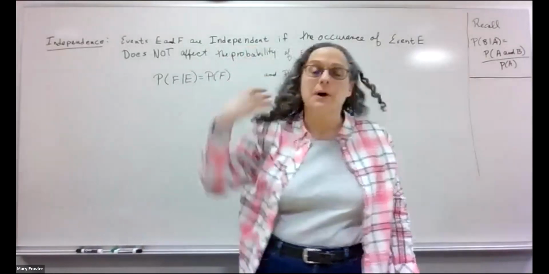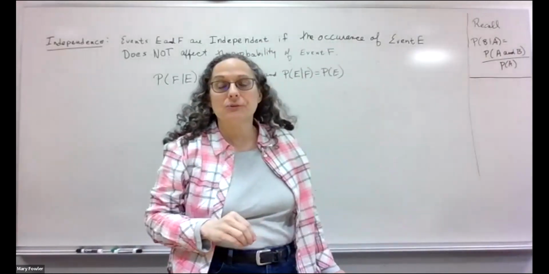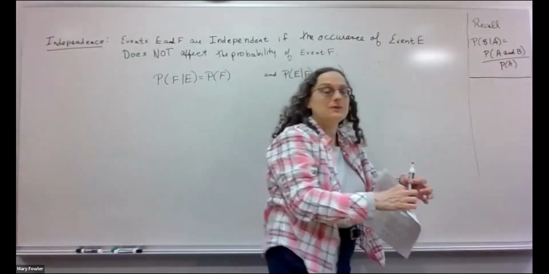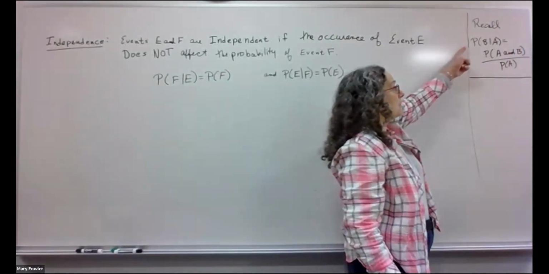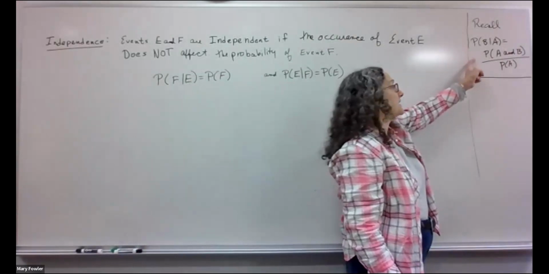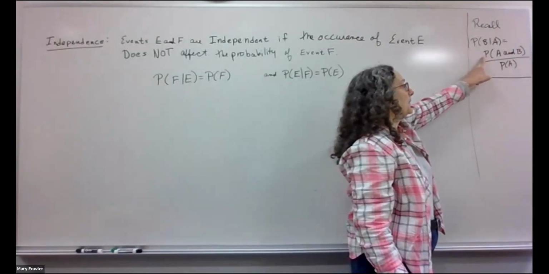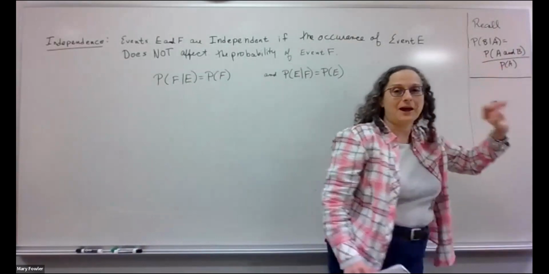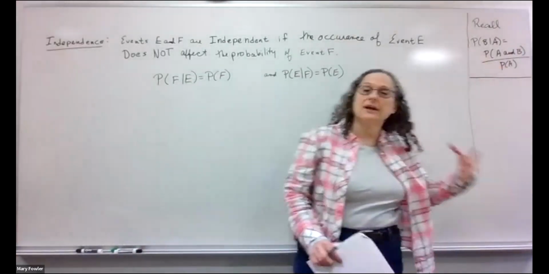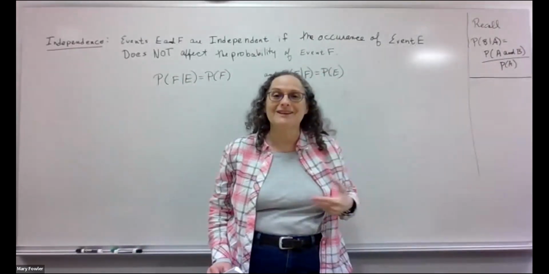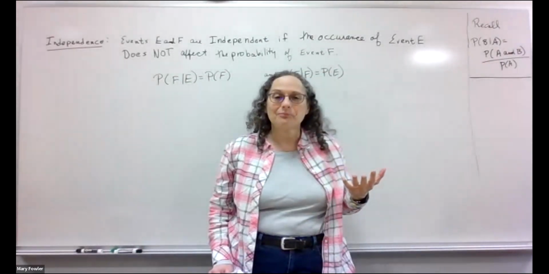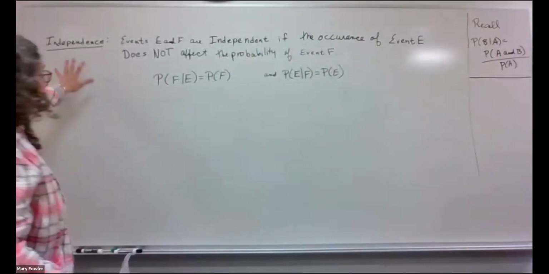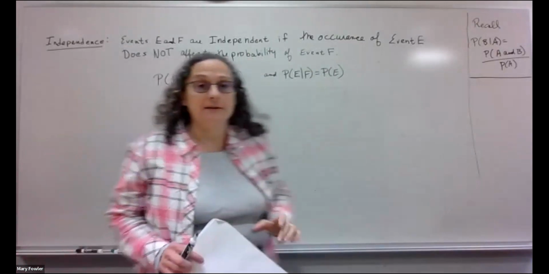I just want to remind us of the conditional probability formula that we were working on in the previous unit. So the probability of B given A is equal to the probability of A and B divided by the probability of A. Okay, so we're going to put that aside. That's a general conditional probability formula.